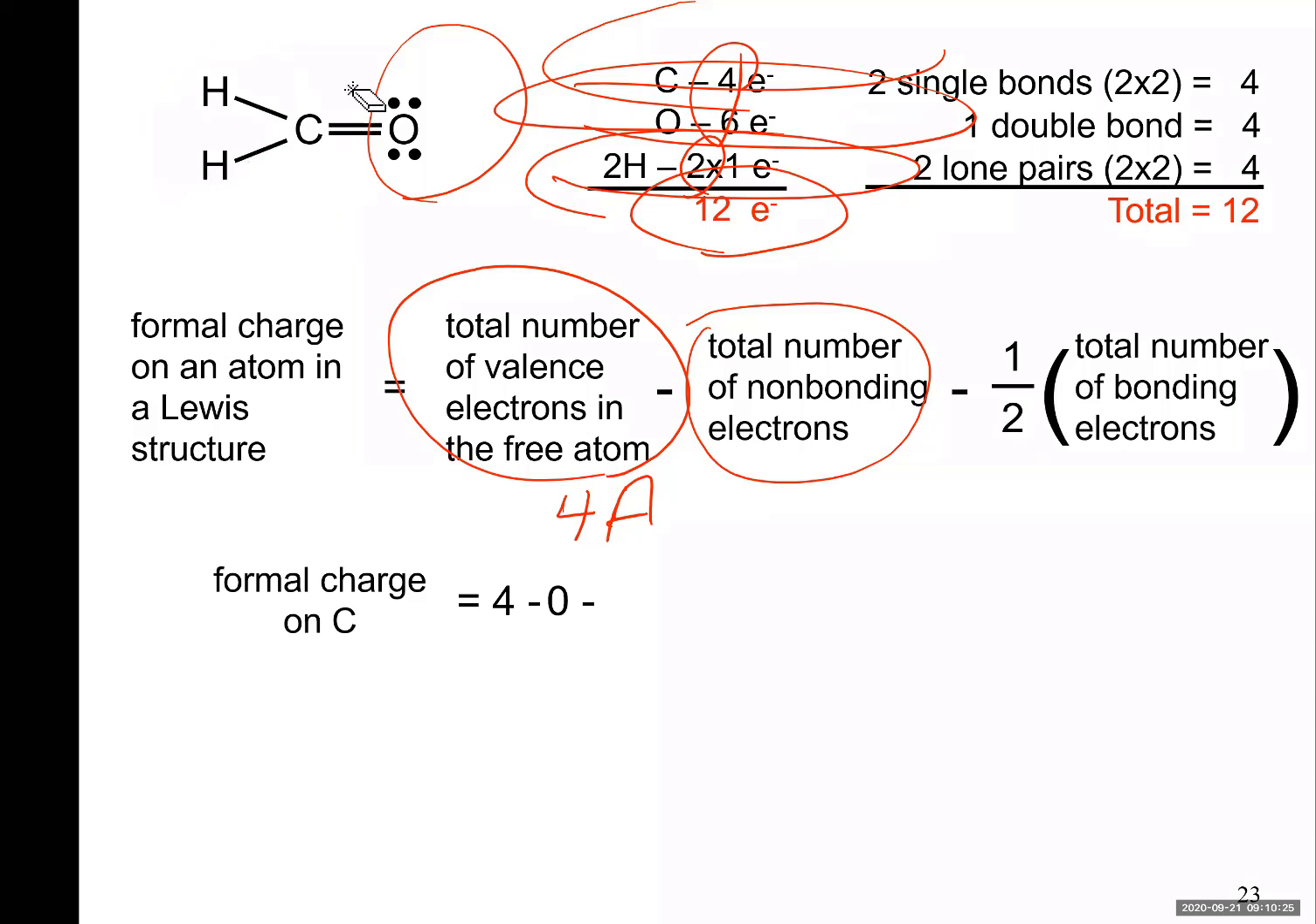Look at bonding electrons. Is this bonding electrons 2? Is this bonding electron 4? Are there 4 electrons in the double bond? 4 plus 4 is 8. So minus half of the 8. You see, total charge on carbon is 0. No charge on carbon. That's good so far. How about charge on oxygen? If that is also 0, this is a better structure.